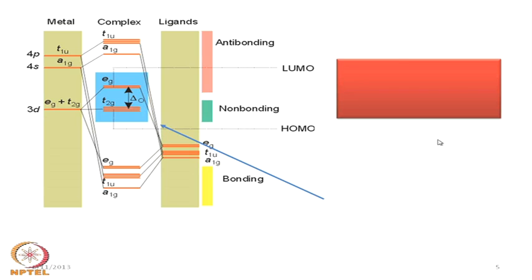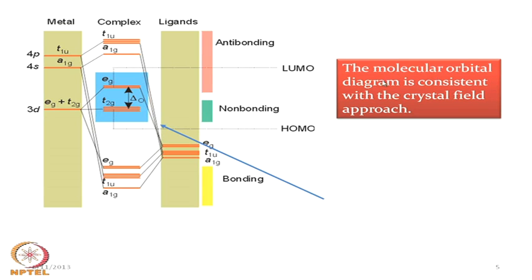So, what we see is that the molecular orbital diagram we are getting is also consistent with the crystal field approach, because only this part, this blue shaded region, is matching with our crystal field approach, where we have two energy levels. One we are considering as the T2G level and the other as the EG level, and we have the corresponding crystal field splitting parameter, delta octahedral, due to the two levels.